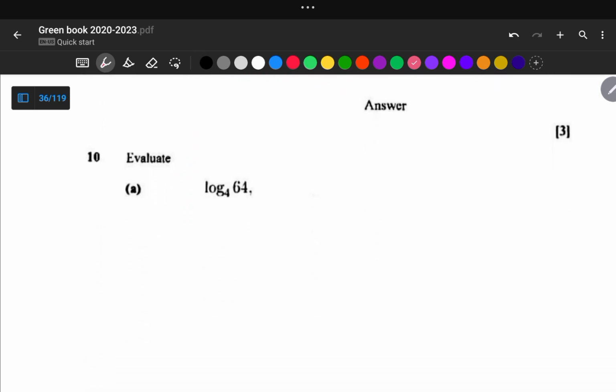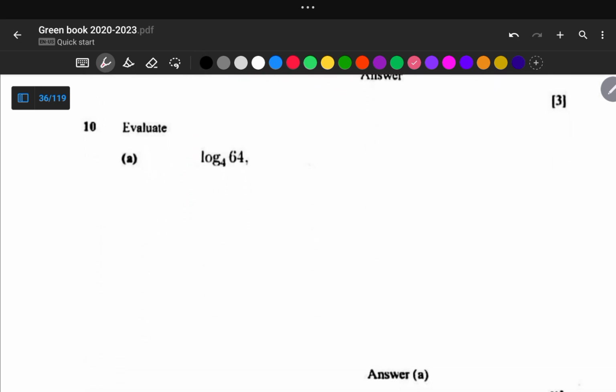And let us move on to number 10. So in number 10, we are required to evaluate log 64 in base 4. So we are having log 64 in base 4. So the first thing is to equate this log to x. From our laws of logarithms, we understand that if log b in base a is equal to x, then b is equal to a raised to the power x.